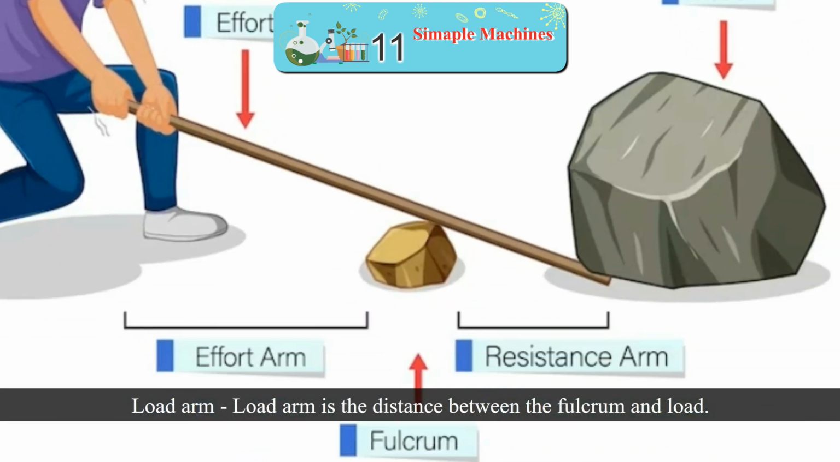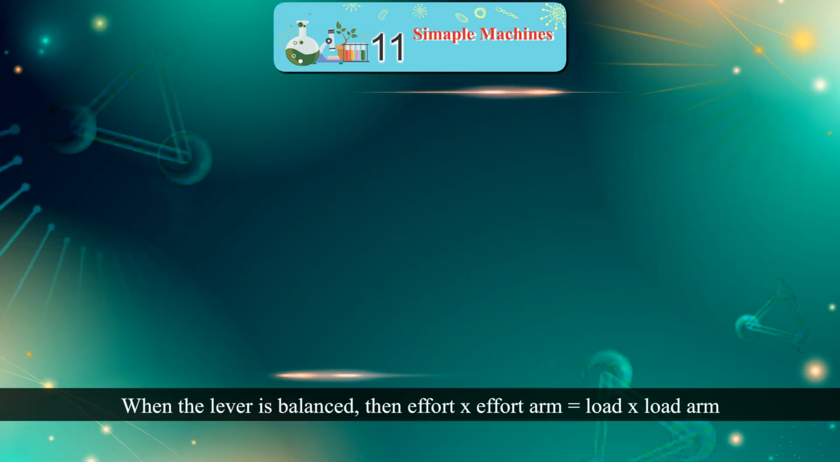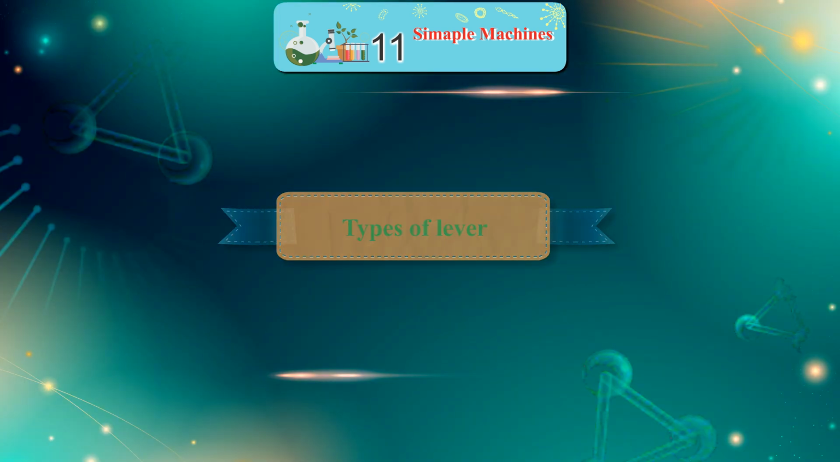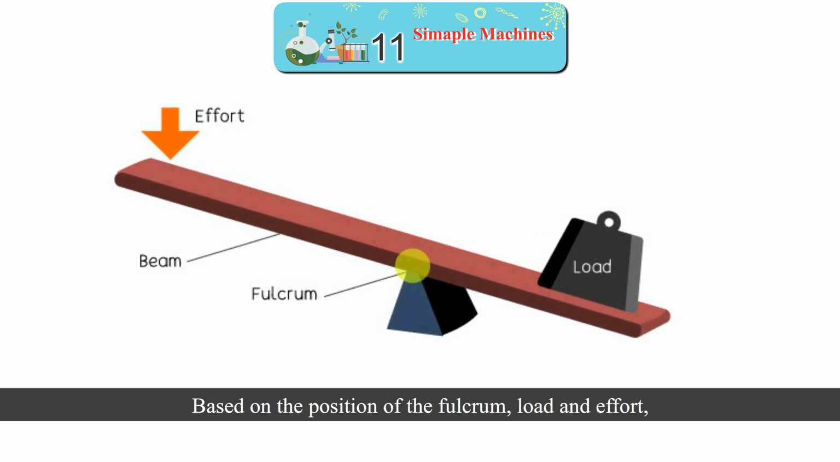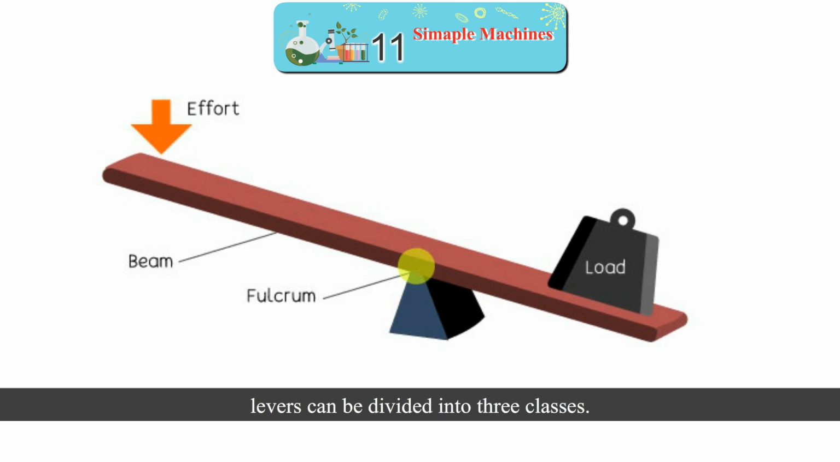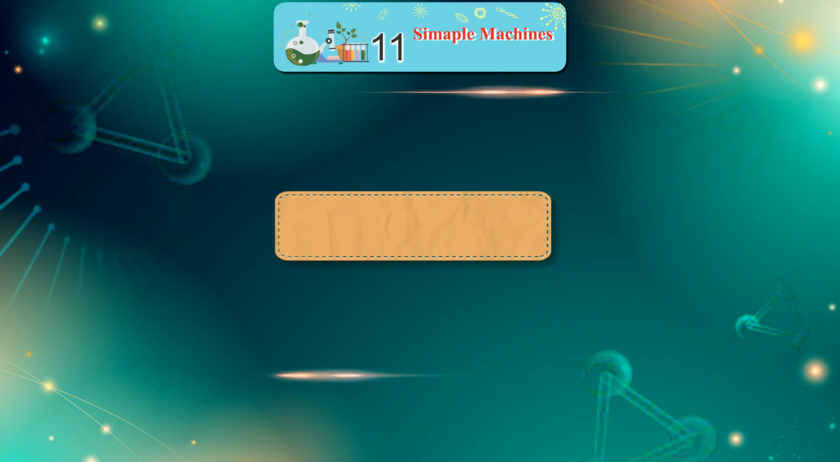Load arm is the distance between the fulcrum and load. Effort arm is the distance between the fulcrum and the effort. When the lever is balanced, then effort multiplied by effort arm is equal to load multiplied by load arm. Types of lever. Based on the position of the fulcrum, load, and effort, levers can be divided into 3 classes.